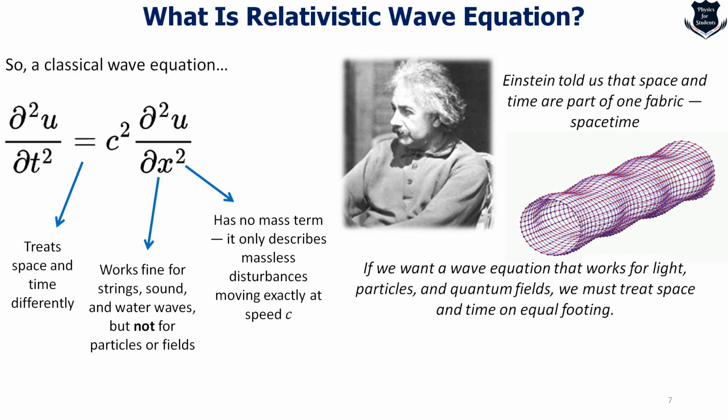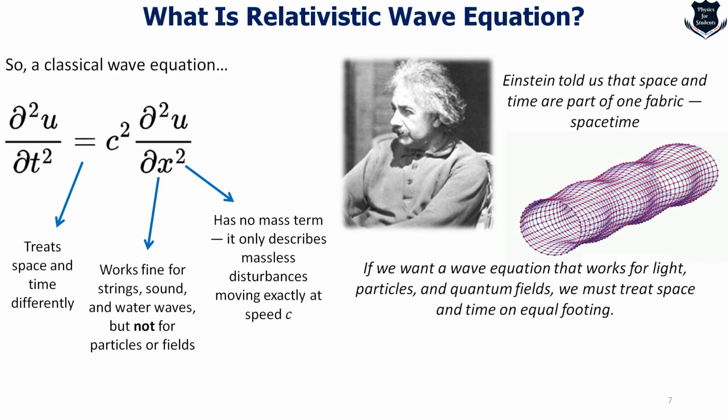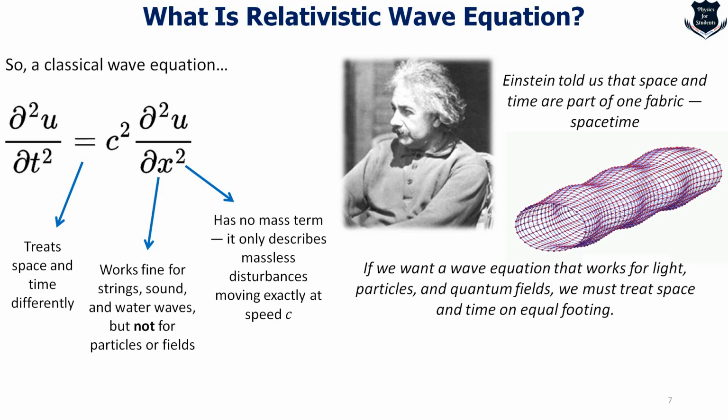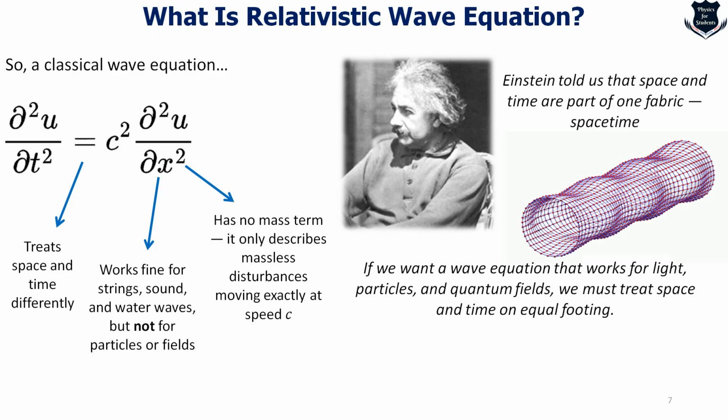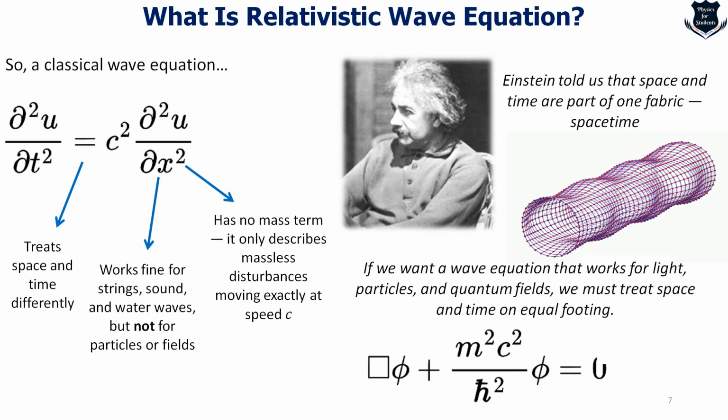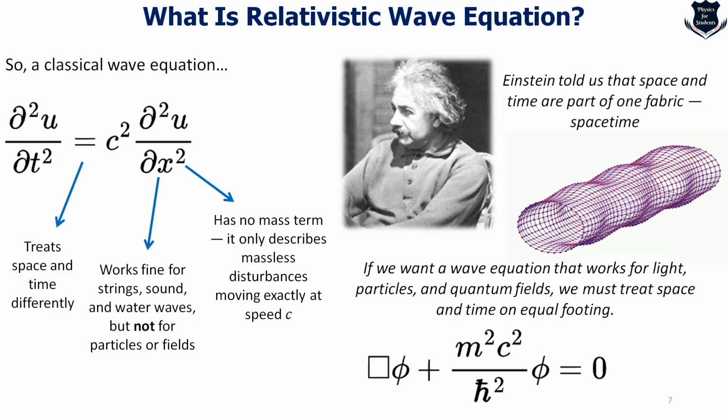So if we want a wave equation, a mathematical description of how things like light, particles or quantum fields propagate, that works in the universe as Einstein described it, we cannot treat space and time differently. Isn't it? We have to have an equation that respects the fact that space and time are intertwined. And here comes the equation. It is called the Klein-Gordon equation. We will come to that later.